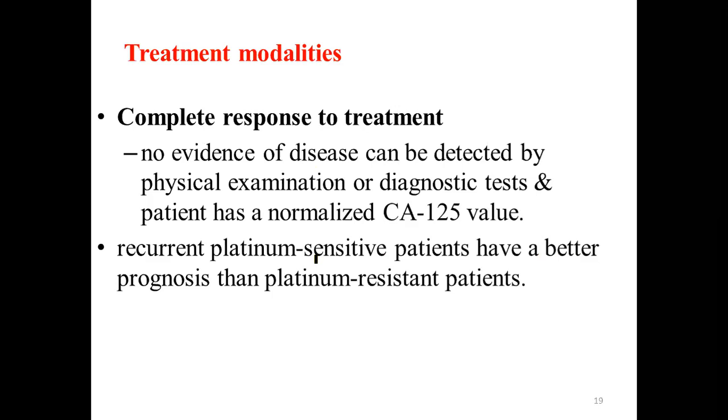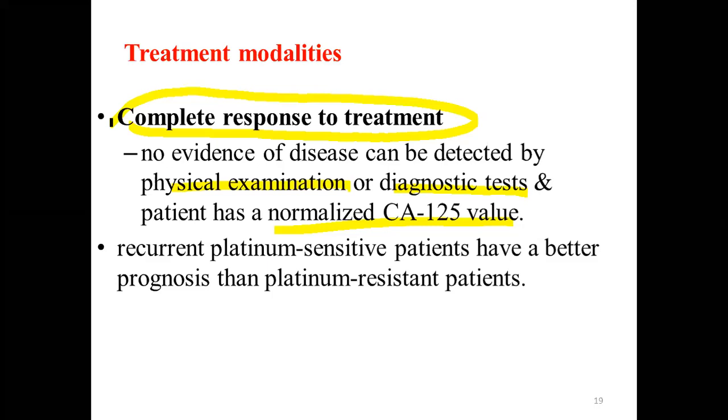So when do we say the patient has had a complete response to the treatment in the context of ovarian cancer? When there is no evidence of disease detected by physical examination or diagnostic test, and the patient has normalized CA125 values. If the diagnostic tests and CA125 level do not show any evidence of tumor in the ovaries, that is when you say complete response to the treatment. Specifically, CA125 is the most commonly used monitoring parameter in ovarian cancer.